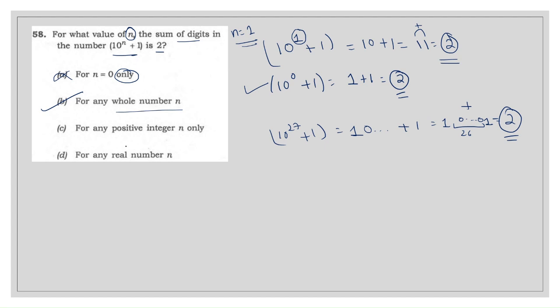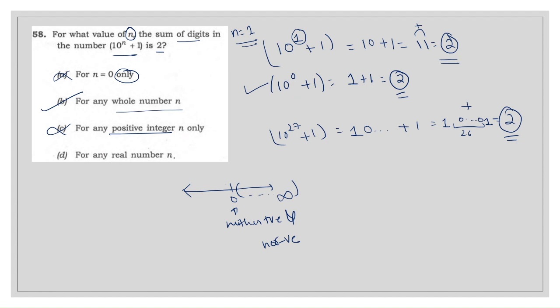Then the other statement says for any positive integer n only. Now positive integer does not include 0. As we know on the number line, if we talk about integers, see here we have 0. 0 is neither positive nor negative. So they are saying for any positive integer n only. So 0 is neither negative nor positive, which means except for 0, all the numbers up to infinity. But it is true for 0 as well, which means that this particular option is also wrong.